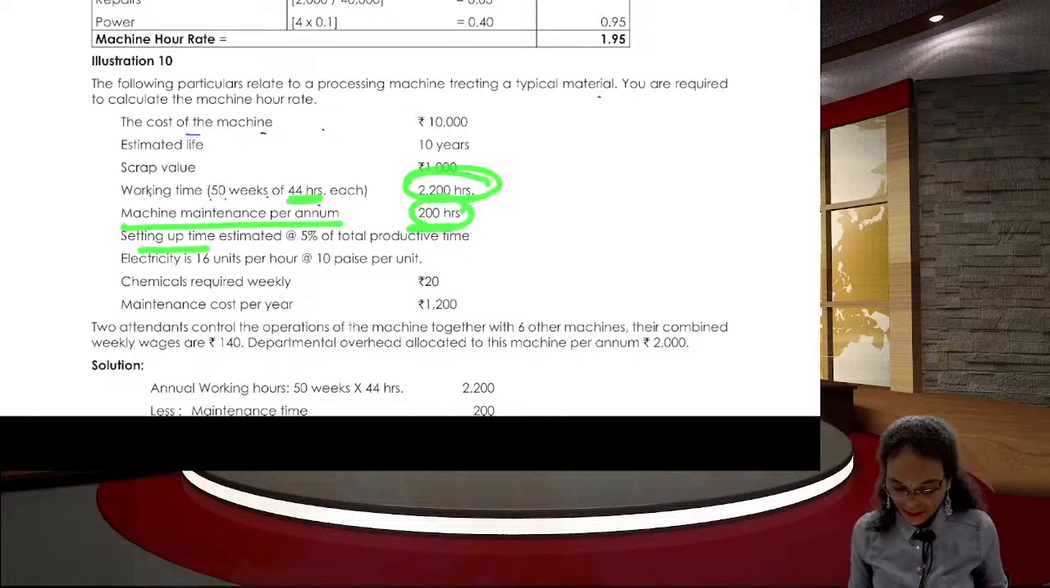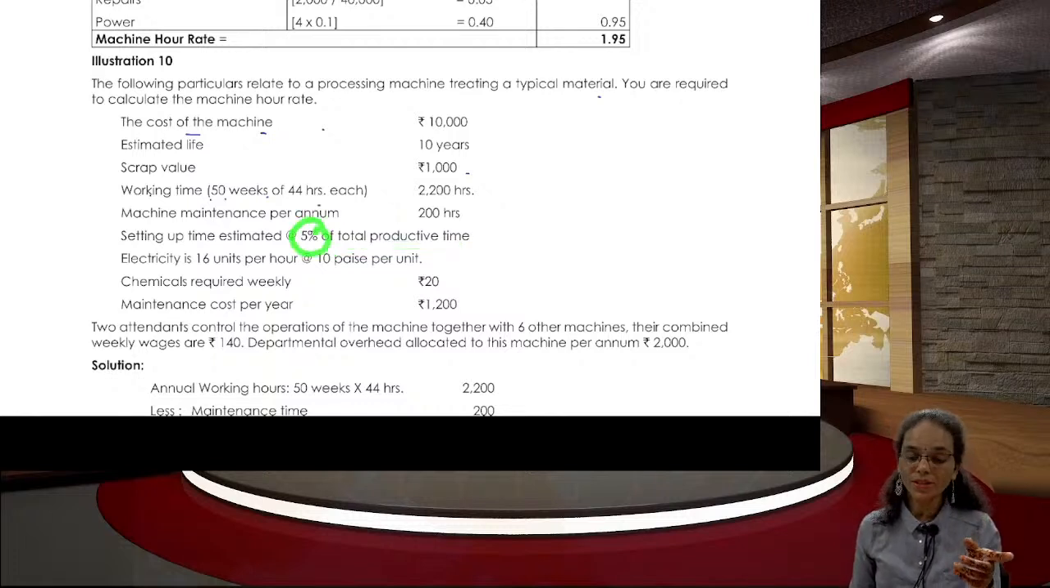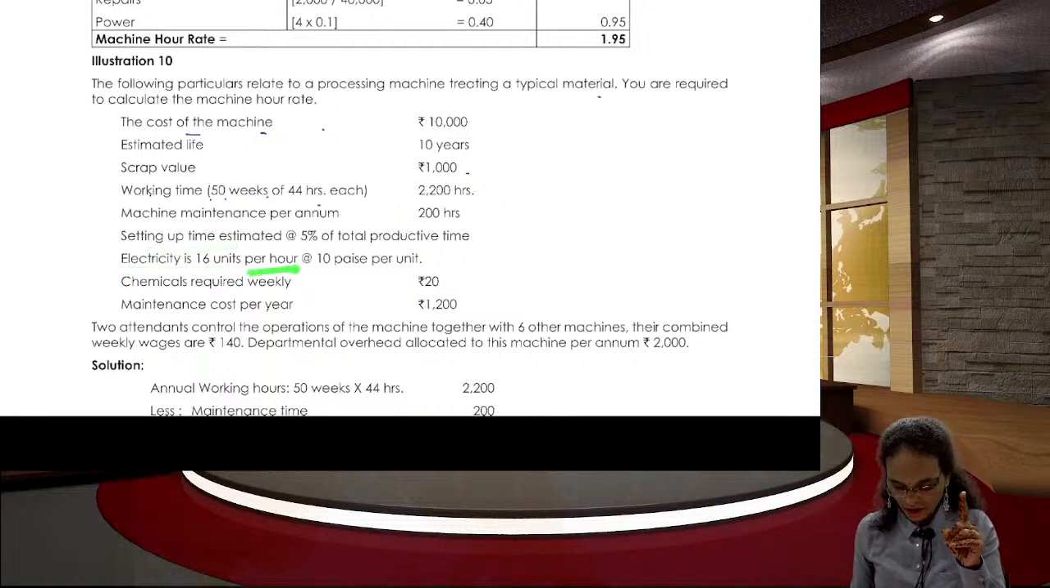Setting up time is estimated at 5% of the total productive hours. Productive hours means what? Total working hours minus maintenance hours will be your total productive hours. Total productive hours into 5% will be the setting up time. Right? Electricity is 16 units per hour, the rate is 10 paisa per unit. Chemical required weekly is 20 rupees weekly charge, and maintenance cost per year is 12,000 rupees.